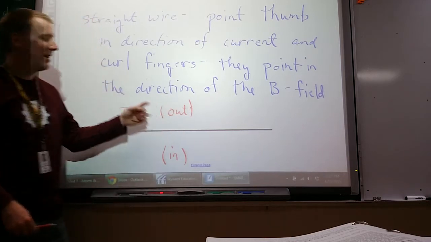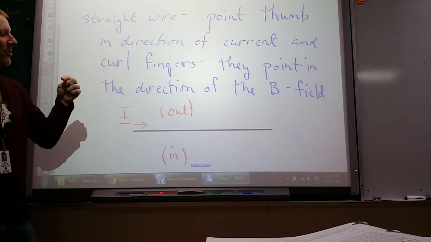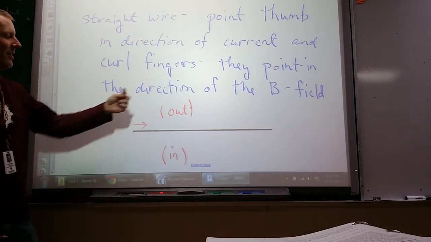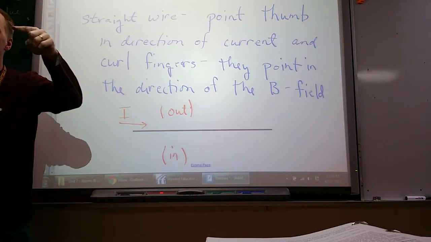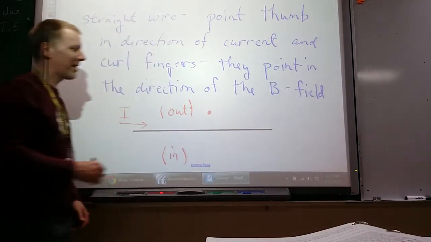Now back to this. If it's coming out, we need a way to indicate that it's coming out. All we'd see is the point of an arrow. So we indicate that direction with a dot.